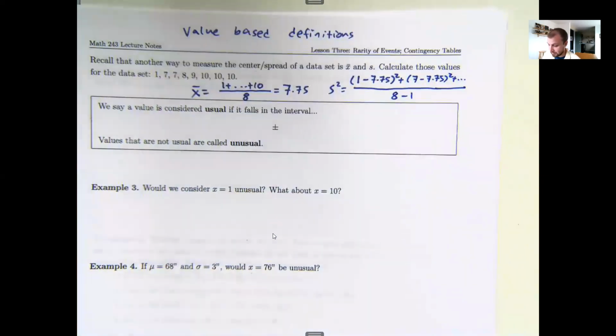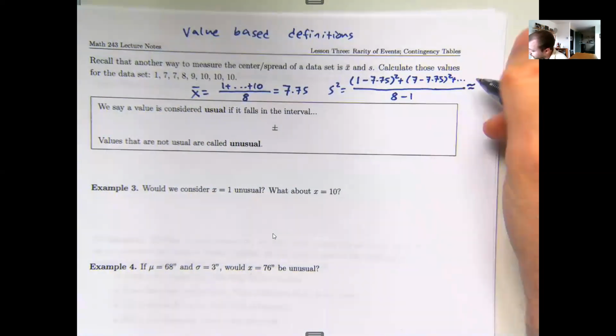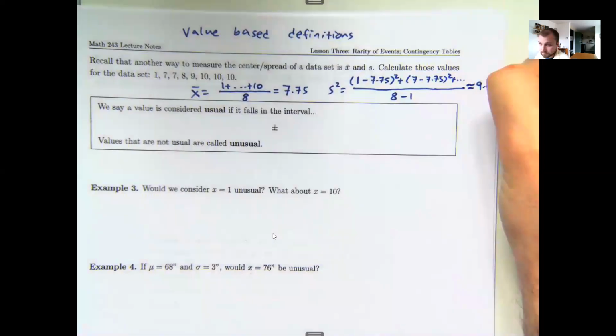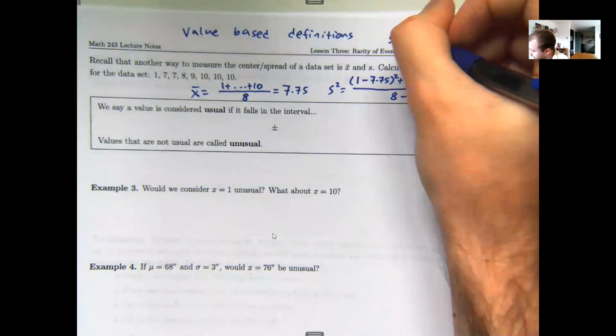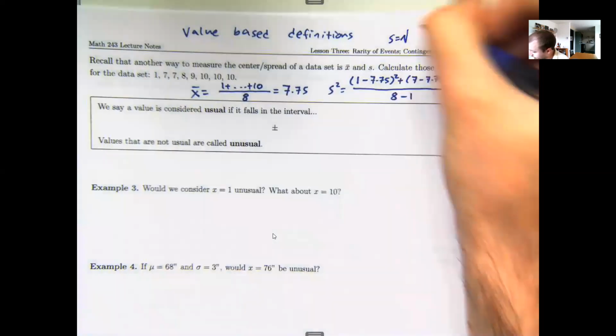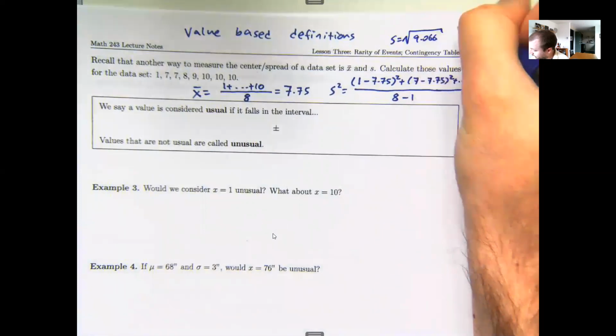When I did this, and I could have done it wrong, because there's a little bit of round off error sometimes associated with this, I got a variance of about 9.066. If I want my standard deviation, that's the square root of that number. And this is giving me something of about 3.011.